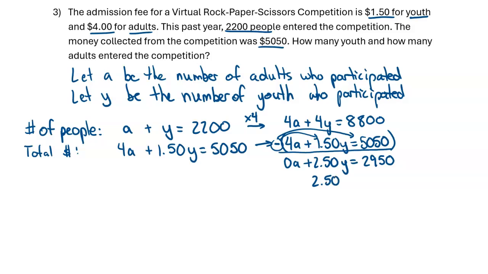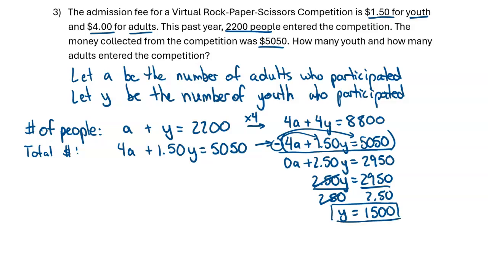So 2.50Y equals $2,950. I divide by 2.5. Whatever you do to one side, you have to do the other. That's going to cancel out the coefficient in front of the Y. And Y equals 1,500, which means that we had 1,500 youth attend.